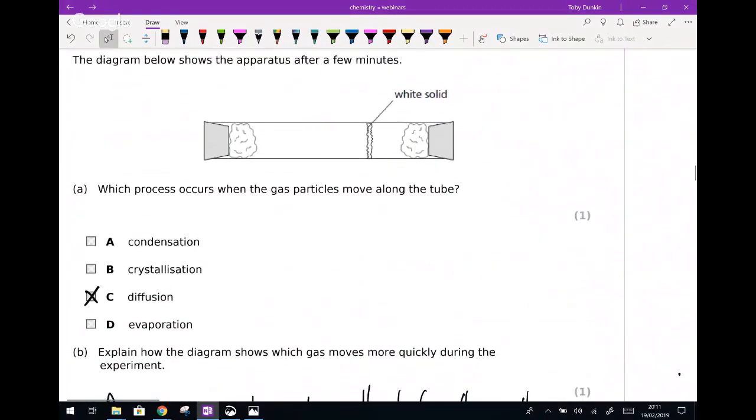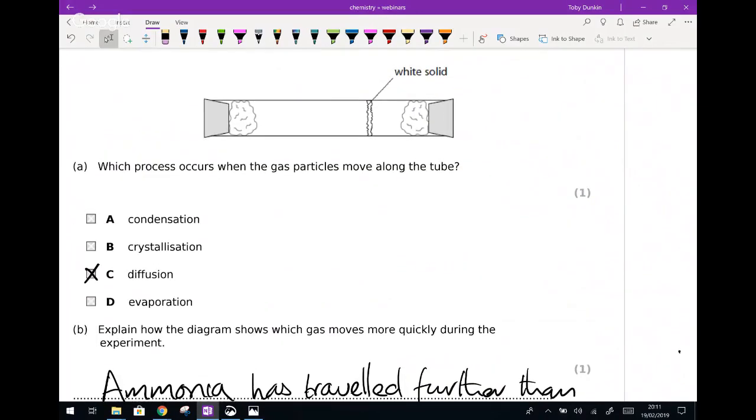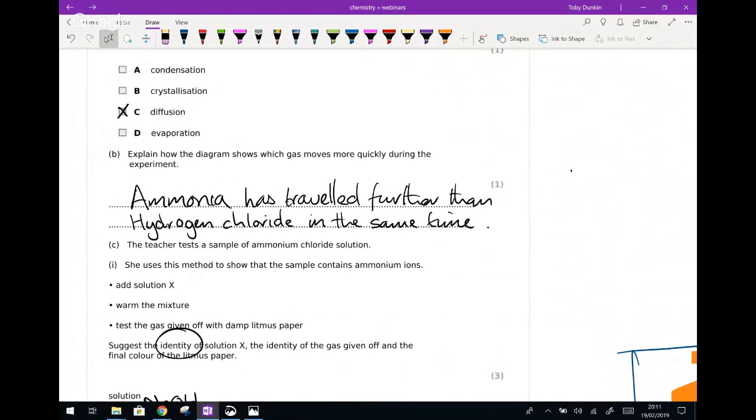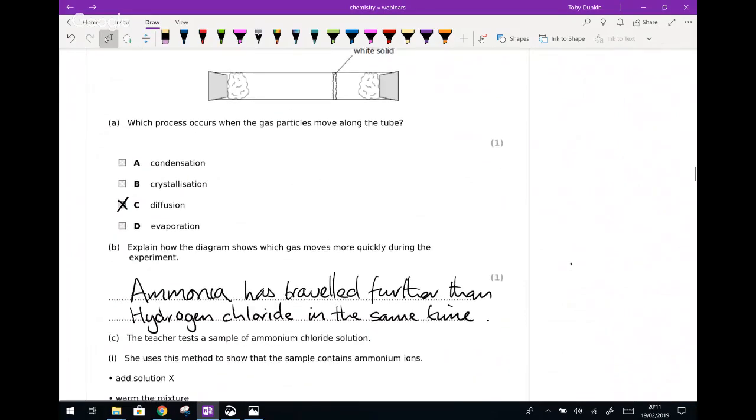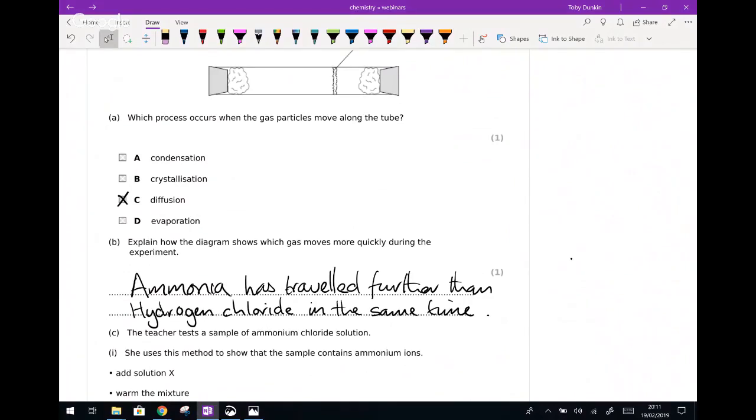So it says, teacher, gas reaction between it. The diagram shows the white solid. What process occurs for the gas molecules to move across? Diffusion. Explain how the diagram shows which gas moves more quickly. Ammonia has traveled further. You will see the repeat on these questions. I said burns. Lucas, no. Burns is fire. That's heat. That's melting of skin.